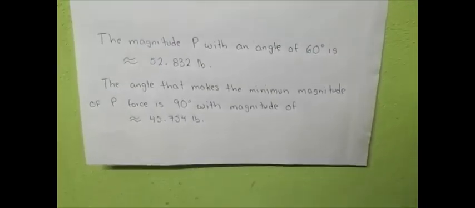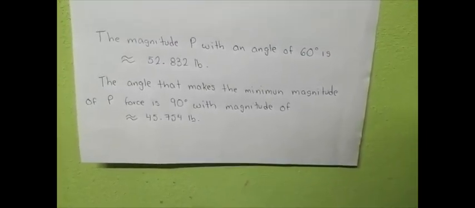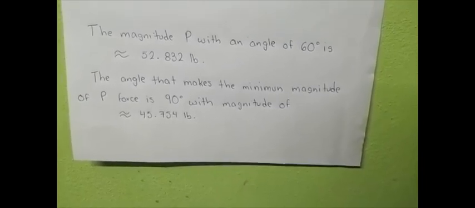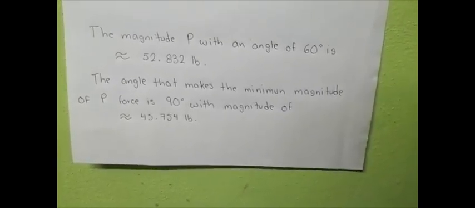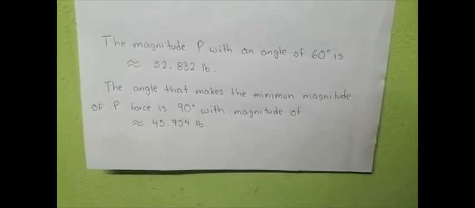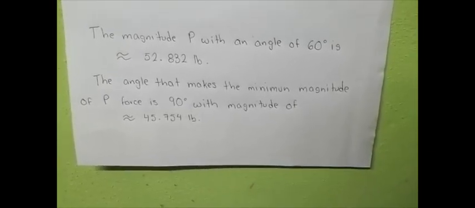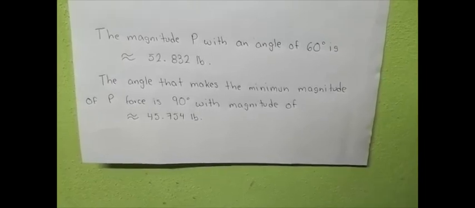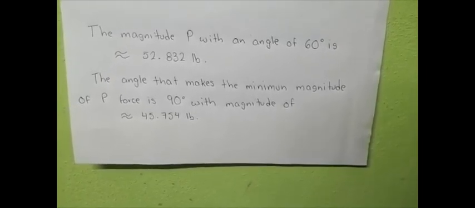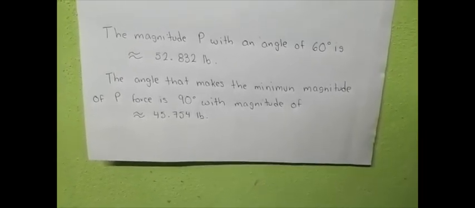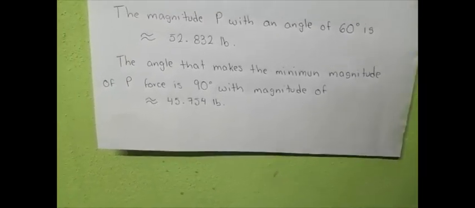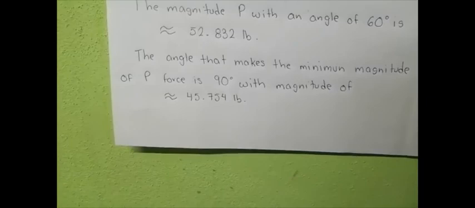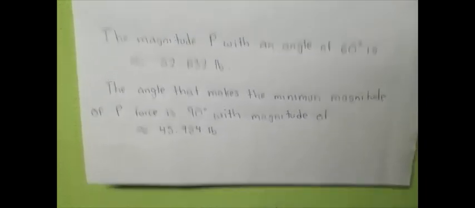So we can see the final results. The magnitude P with an angle of 60 degrees is approximately 52.832 lb. And the angle that makes the minimum magnitude of force P is 90 degrees, with a magnitude of 45.75 lb.